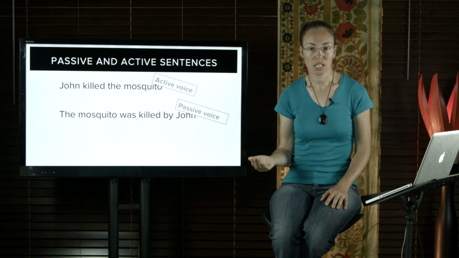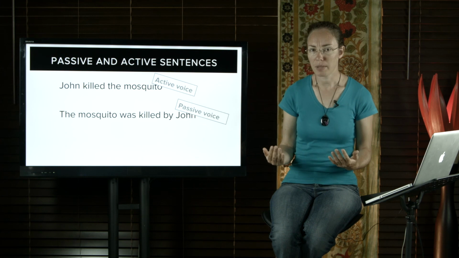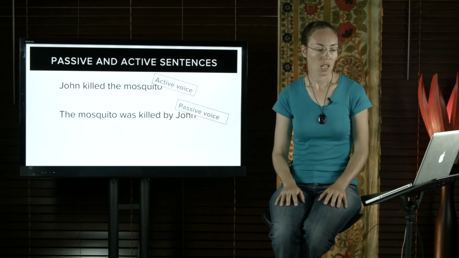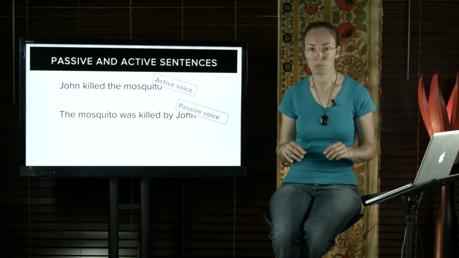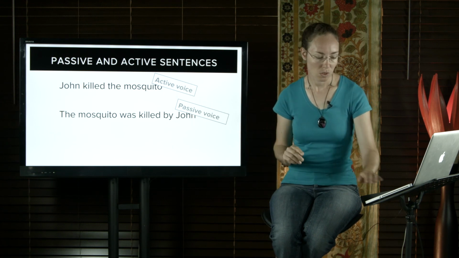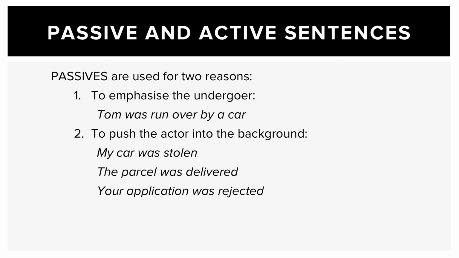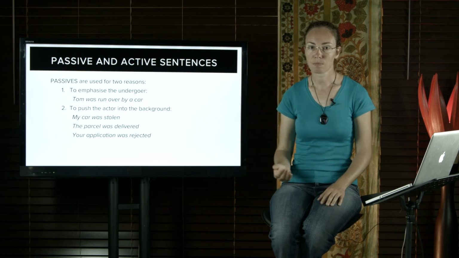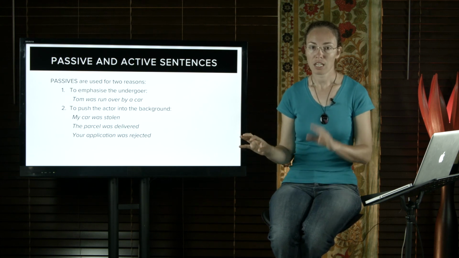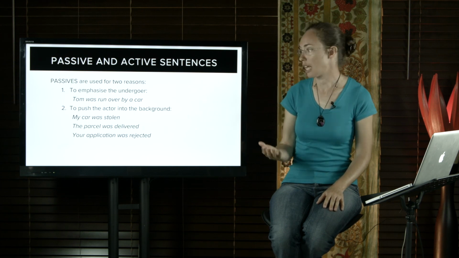So if a passive sentence has basically the same meaning as an active sentence, why do languages have a passive structure at all? Basically, passives exist so we can manipulate the way information is presented. Passives are used for two reasons. Firstly, to emphasize the undergoer. For example, Tom was run over by a car. We say it that way because we're interested in Tom, not the car. We make Tom the subject and the car is demoted to an oblique. We may even get rid of the car altogether and just say Tom was run over.